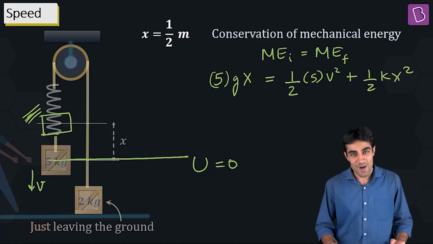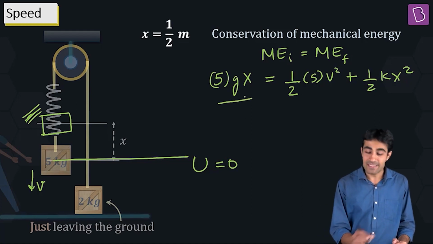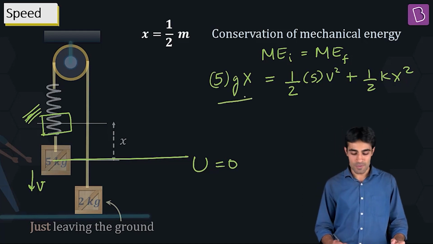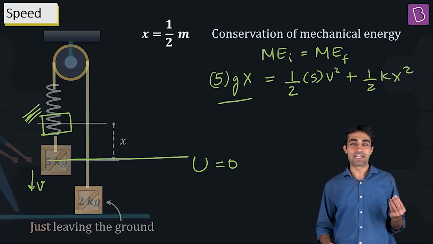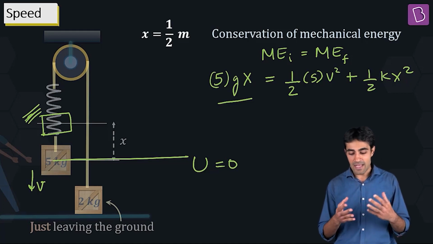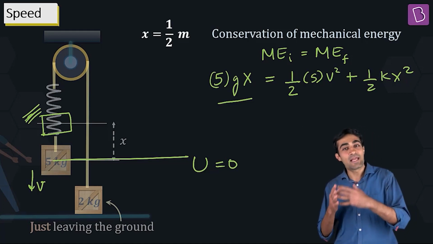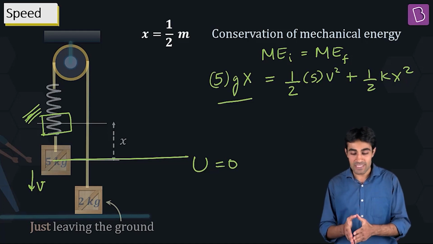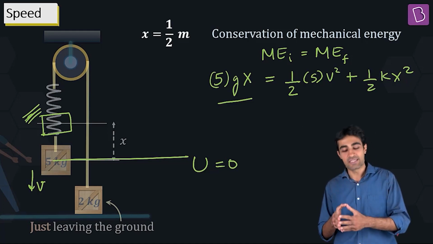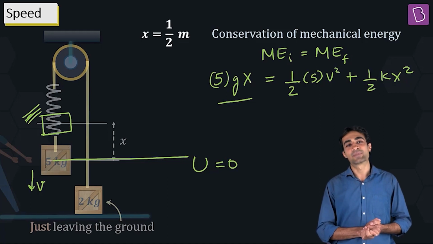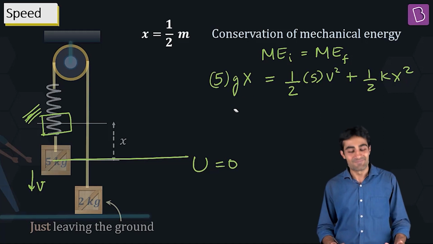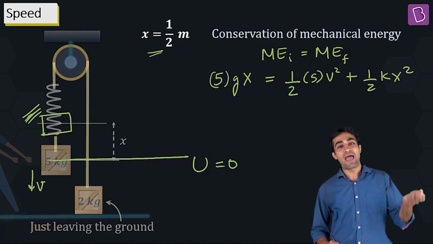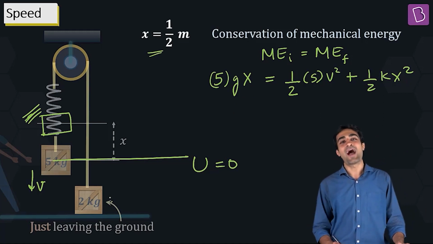Yippee! Now, let me again re-say what is happening. So there was some loss in gravitational potential energy. It is equal to 5gx. And this loss in gravitational potential energy converted into kinetic energy and spring potential energy. So there was some increase in kinetic energy, there was some increase in spring potential energy. So this is what happened. Now we know what is the value of x. x is equal to half meter when the other 2 kg block is being lifted up.